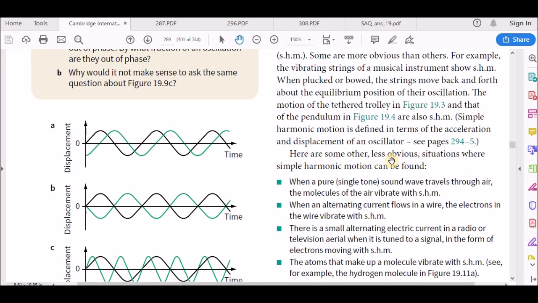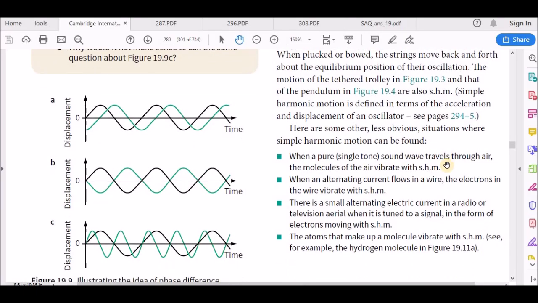Here are some other less obvious situations where simple harmonic motion can be found. So here are more examples of simple harmonic motion. When a pure single note sound wave travels through air, the molecules of the air vibrate with simple harmonic motion. So single tones, particular frequency. So the air molecules move up and down or backwards and forwards. It can be up and down or sideways or whatever direction. It moves about a fixed position.